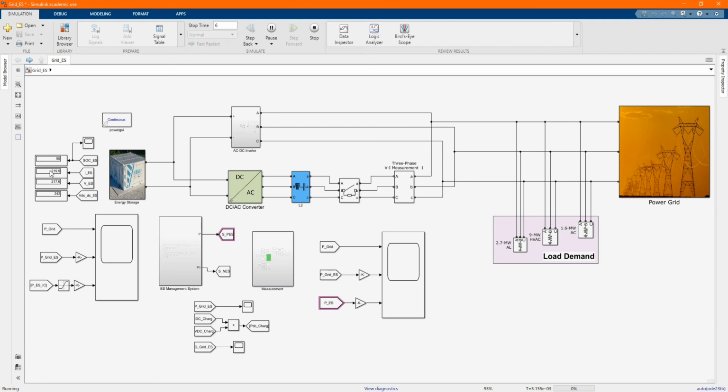Let's just be patient. It will take time. As you can see, the system starts by charging the energy storage.